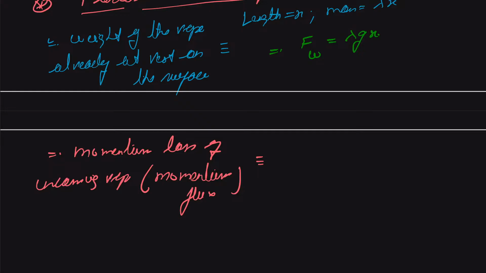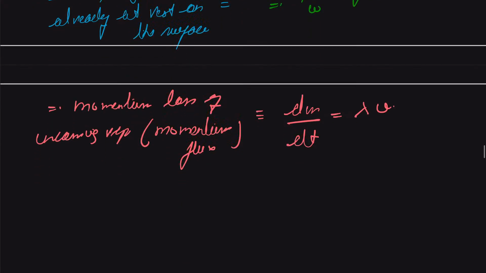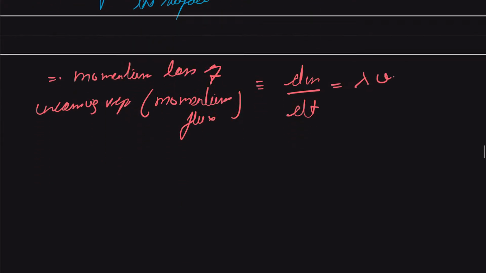So we can write our momentum flux, dm by dt, which will be nothing but lambda times v, where v is the velocity with which the rope is traveling, moving toward the table. And based on this we can find out the momentum change per unit time.